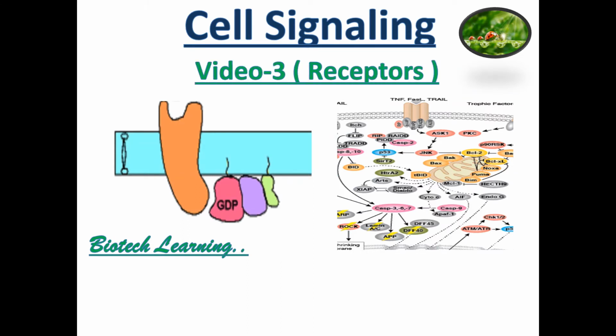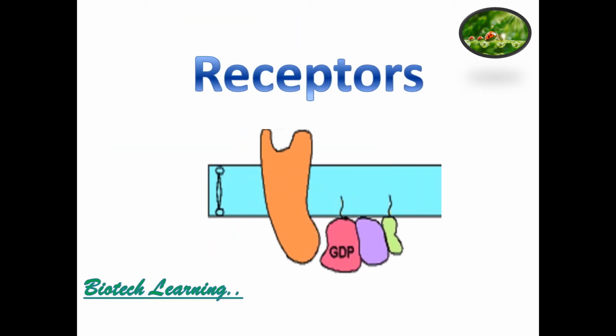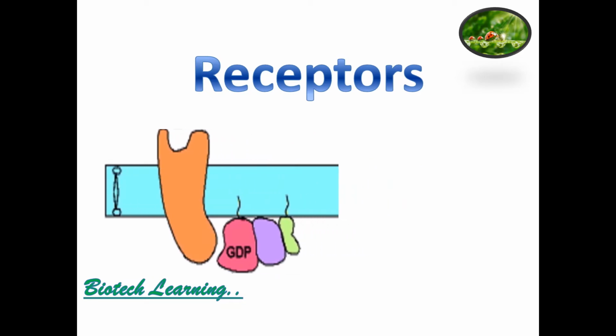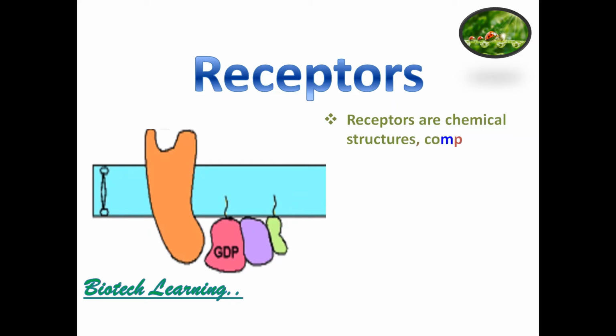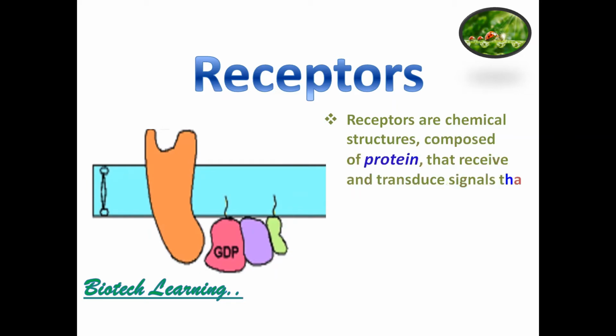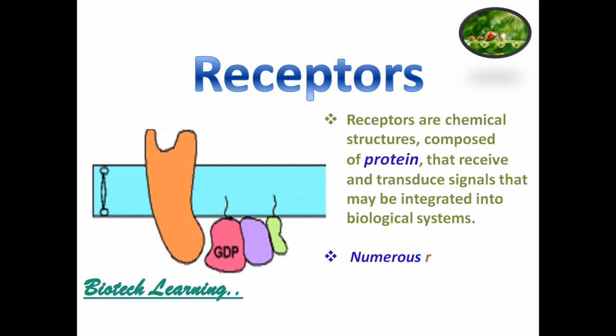This is our third video and today we are going to talk about receptors. Our first video told you what is cell signaling and what's its importance. Our second video told you about the ligands or the chemical molecules involved in cell signaling. So today we shall talk about receptors. Receptors are basically proteins that receive this information and transduce it further.